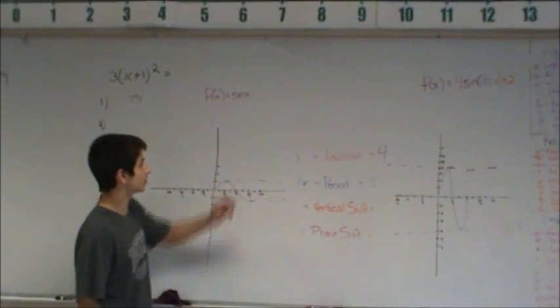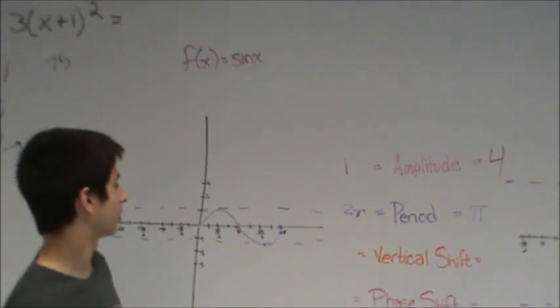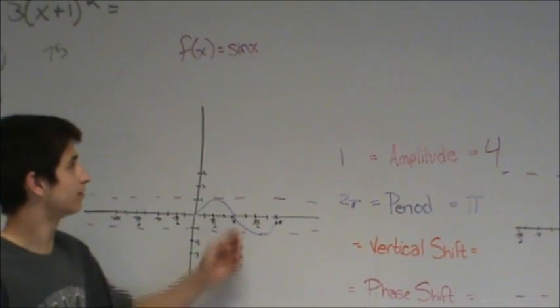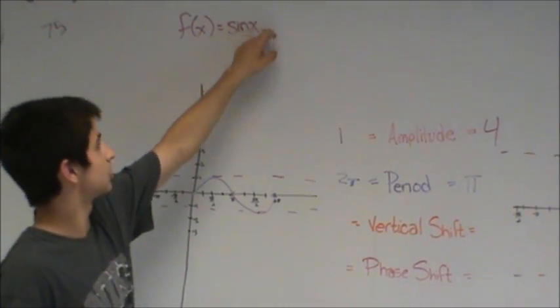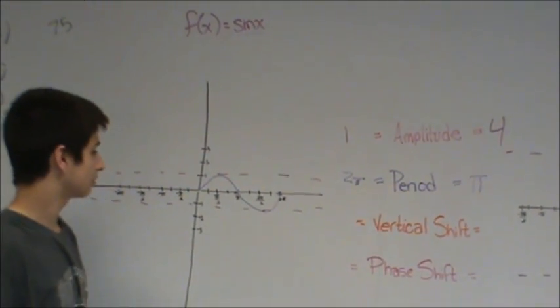The vertical shift is a number at the end, which determines where the graph is centered around. Sine of x doesn't have any number at the end, which means that it is centered at 0.